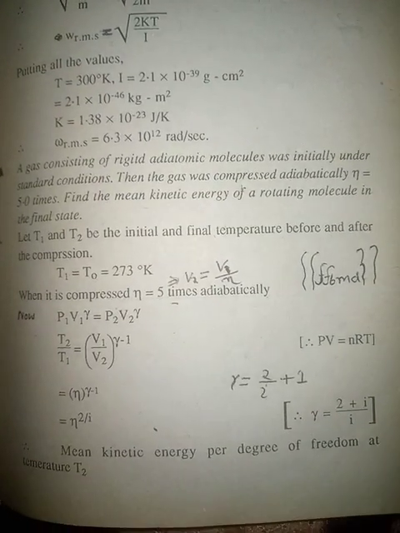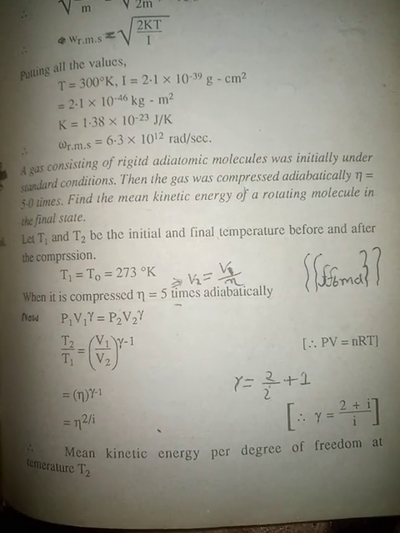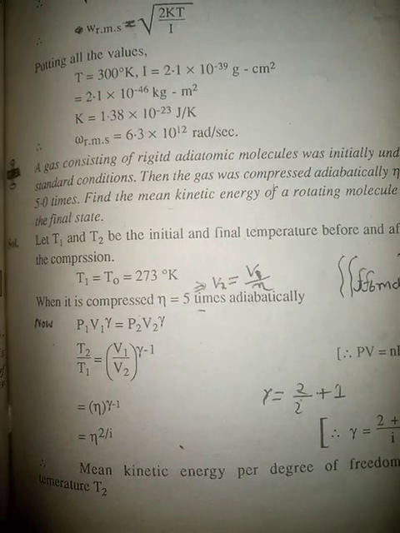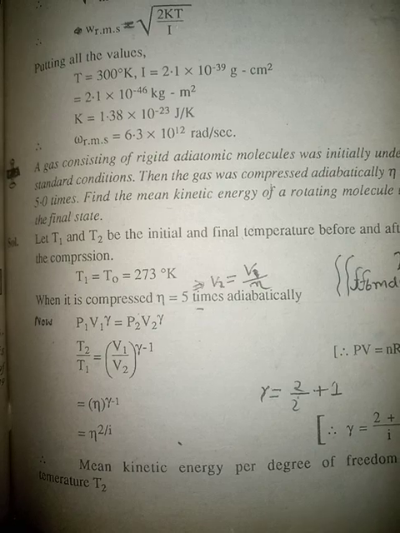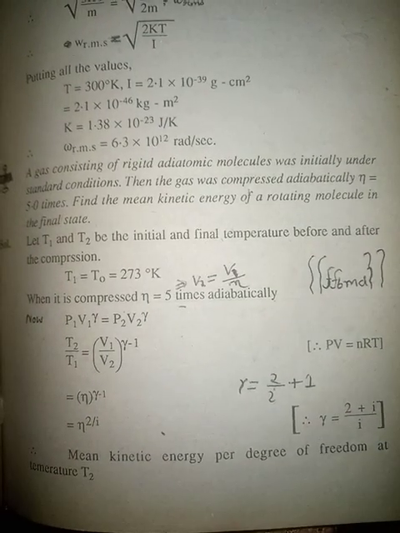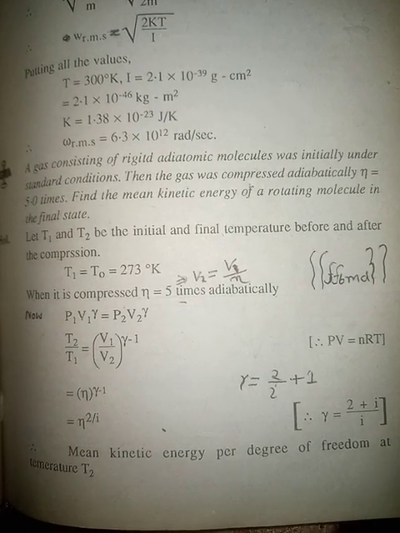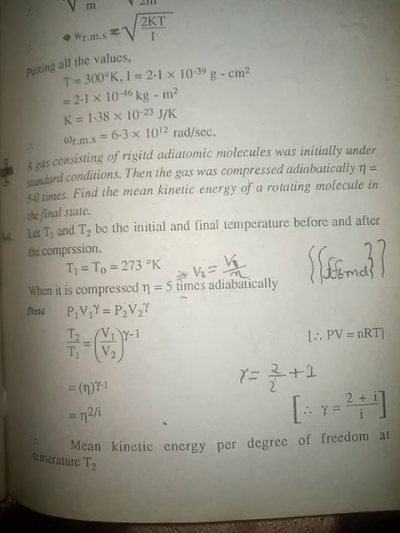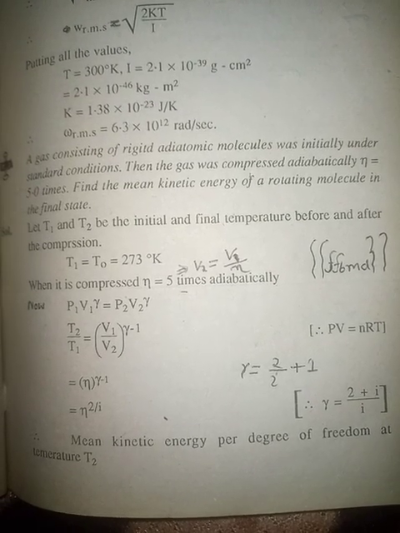A gas consisting of rigid diatomic molecules was initially under standard conditions. Then the gas was compressed adiabatically, eta equals 5 times. Find the mean kinetic energy of a rotating molecule in the final state.